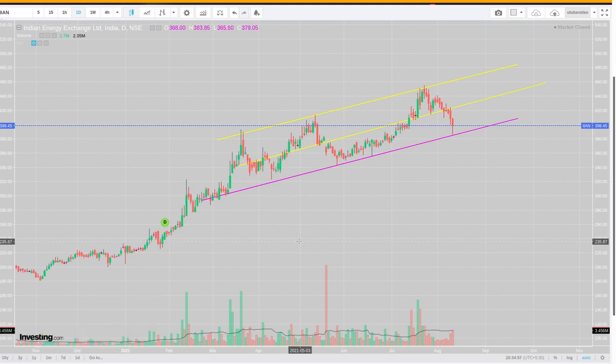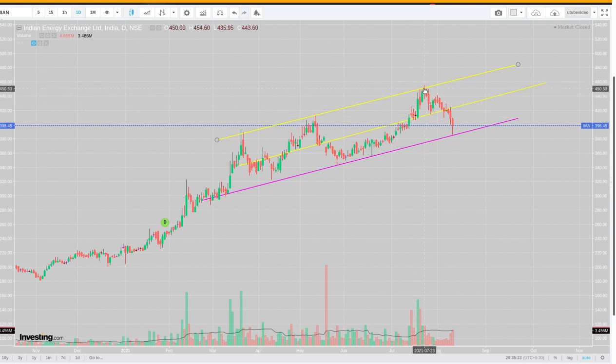Hi, welcome to this edition of technical analysis for Indian Energy Exchange, IEX. A few days back, when IEX was at this level, I did an analysis and we took a trade, and our target was 426. It went towards 425 and then it went towards the levels of 455.